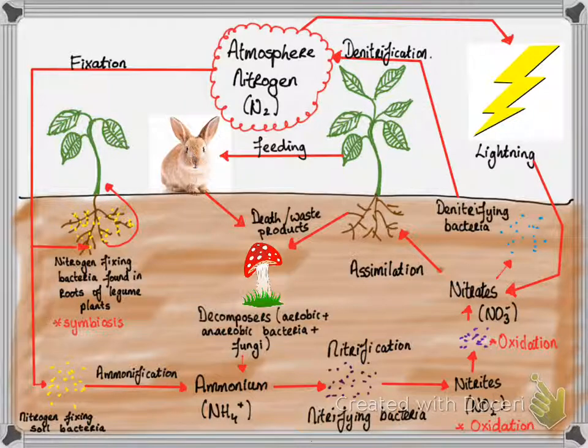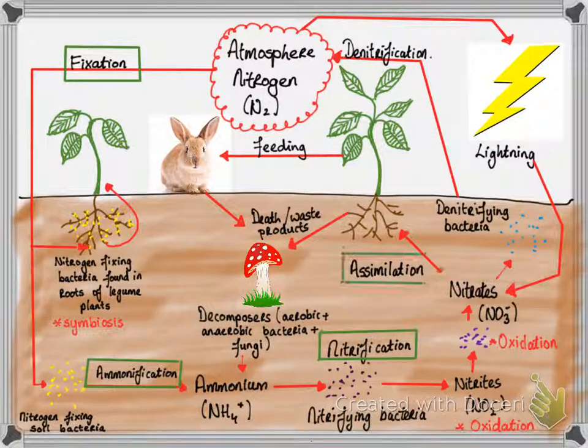Now, when you're looking at the nitrogen cycle again, make sure that you understand the following key stages. First of all, fixation. Secondly, ammonification. Thirdly, nitrification. Fourthly, assimilation. And finally, denitrification.